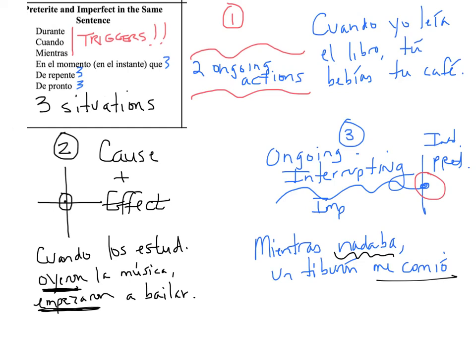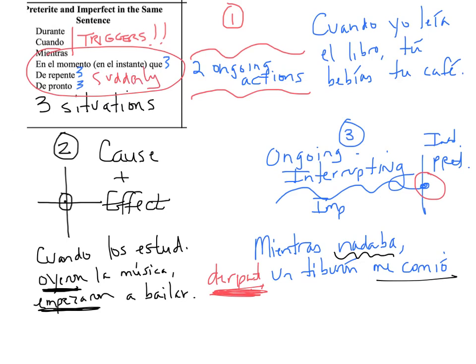Now, commonly, if you look here back in the box up in the upper left-hand corner of your screen, we have 3 expressions. En el momento, en el instante, de repente, de pronto. These are normally 3 different expressions which mean suddenly. And a lot of times you'll see them in situation 3, and they're kind of a giveaway that you're in 3 because they show actions that interrupt. So I could easily add to this sentence, mientras nadaba, de repente, un tiburón me comió. Suddenly a shark ate me. And again, that is the interrupter. So these 3 up here, suddenly, show interrupting actions.